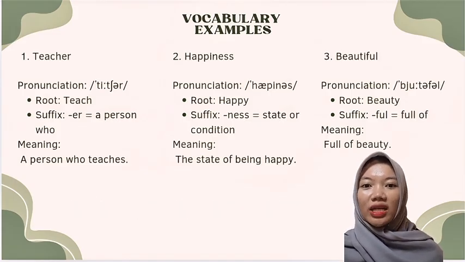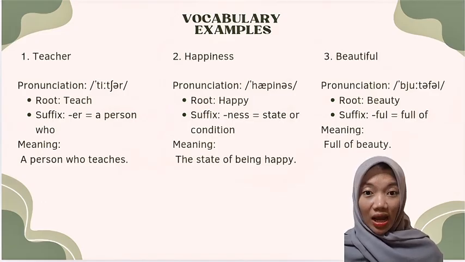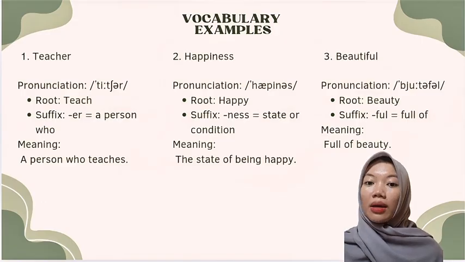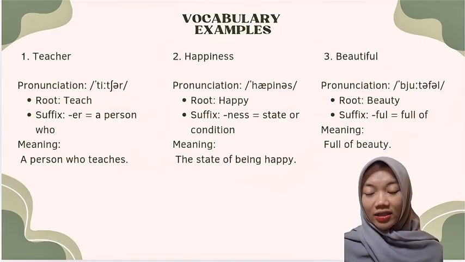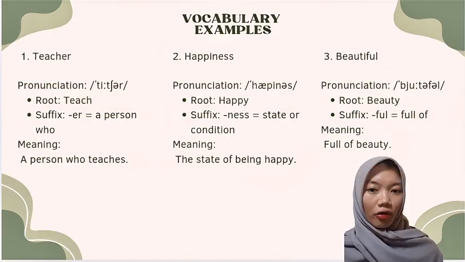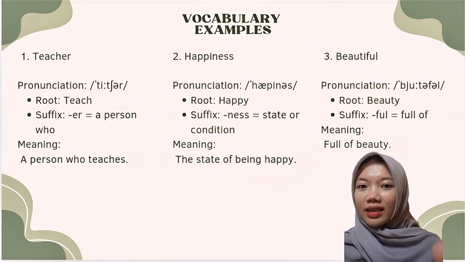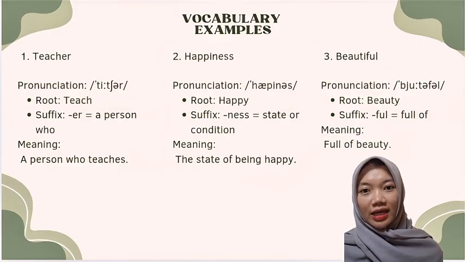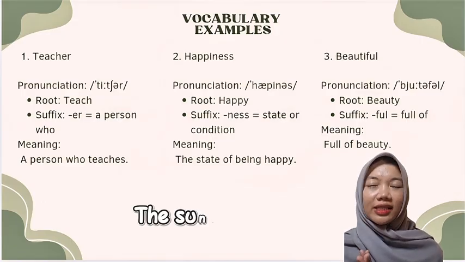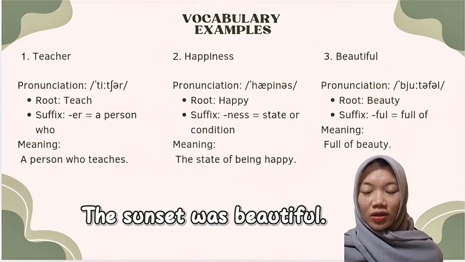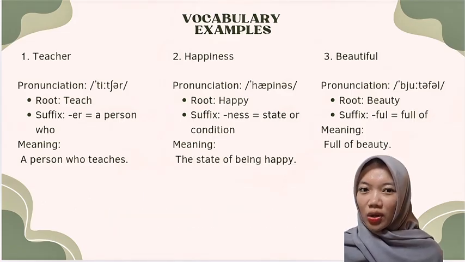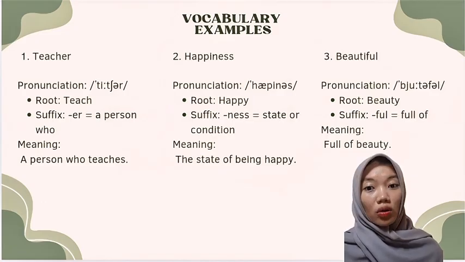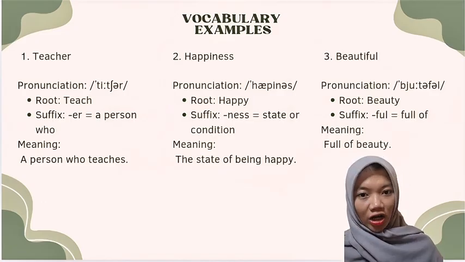The third word is beautiful. The pronunciation is beautiful. The root word is beauty, and the suffix is ful, meaning full of. Therefore, beautiful means full of beauty. The example sentence is, the sunset was beautiful. From these examples, we can see that suffixes help us understand both meaning and grammatical function.